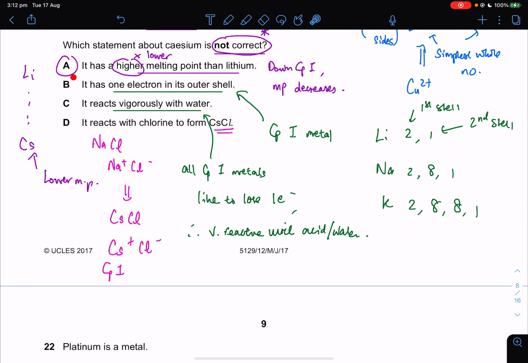Okay, but the answer there is definitely A. That was already what we established as the wrong concept. If you know your melting point for the group 1 metals, you should also know your melting point for the group 7 halogens is the total opposite trend. Okay, just be careful.